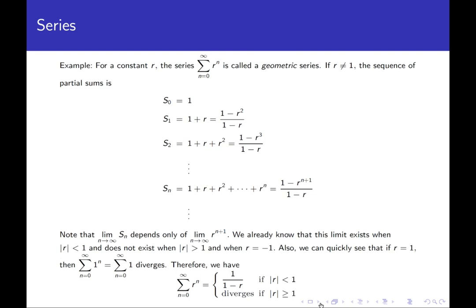So what do we have? Well, if our absolute value of r is less than 1, then the sum of the geometric series is 1 over 1 minus r, because we know that this limit right here is 0 if the absolute value is less than 1. And if the absolute value is greater than or equal to 1, then we've exhausted all those possibilities. If the absolute value is greater than or equal to 1, the series diverges.